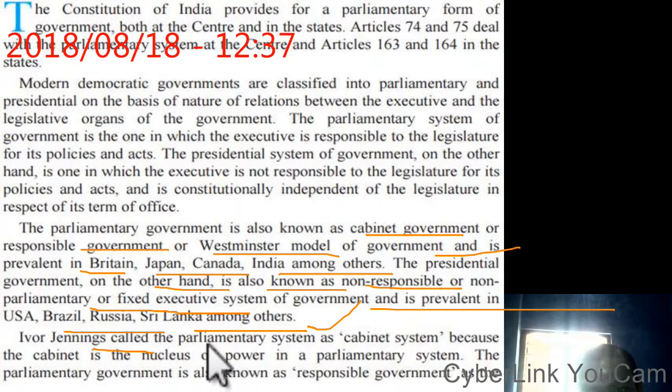Albert Jennings called the parliamentary system a cabinet system because the cabinet is the nucleus of powers in a parliamentary system. The parliamentary government is also known as responsible government.